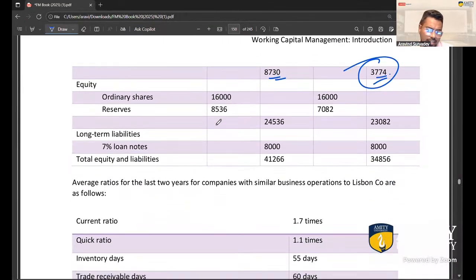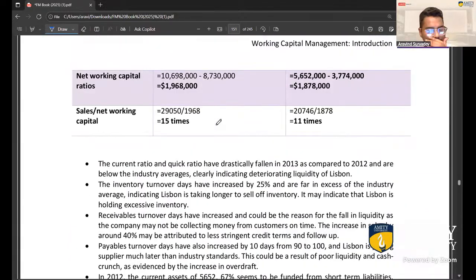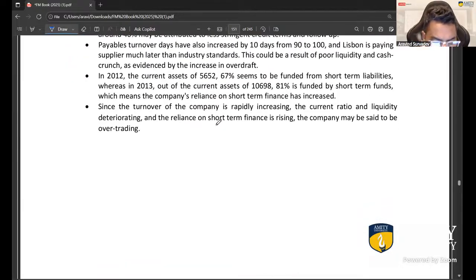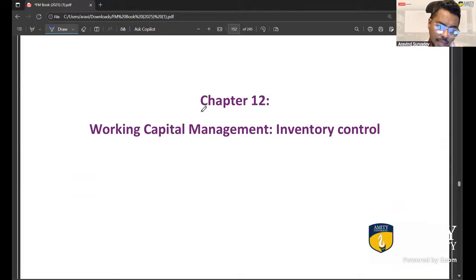Now, that being said, that was the last question here. This is still a homework question for you guys. I want you to try and analyze these numbers. What I just showed you and told you about is the calculation. There are some more connections that you guys can make. Up next, we have chapter 12, working capital management, inventory control.